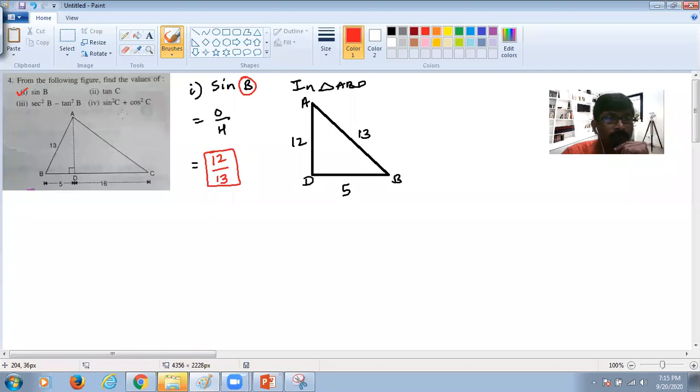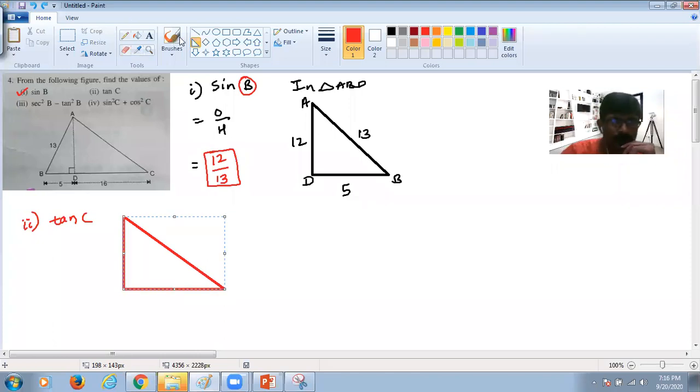Now what is the second part? Tan C. How to do this tan C? Look at this, pay attention. If you want tan C, the C is over here, isn't it? So we'll have to select triangle ADC. I'm just drawing these triangles for your reference. Are you getting it? So in this triangle, this is A, this is D, and this is C.